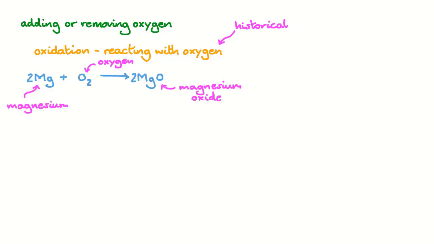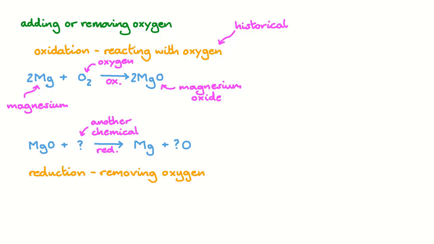When we react magnesium with oxygen, we form magnesium oxide. So we have oxidized magnesium. If we find the right chemical, we might be able to remove the oxygen and form magnesium again. And historically, we'd call this reduction, removing oxygen from an oxide or peroxide.